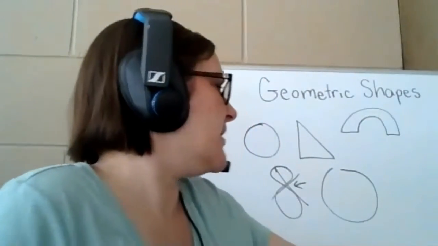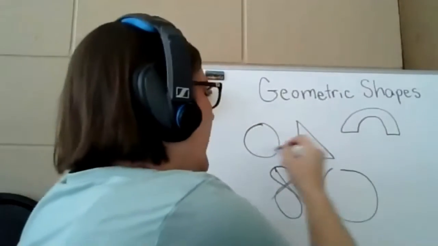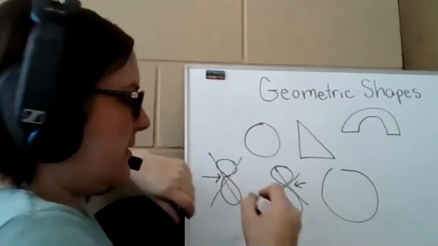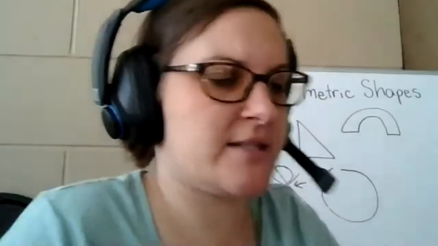How about the second one? Is that a simple closed curve? No, that is not, because they are touching. It cannot touch, okay? That's like the one I drew here. As soon as it touches, it's not a simple closed curve. So no, the second one is not. How about the third one, that triangle? Is that a simple closed curve? Yes, it is.